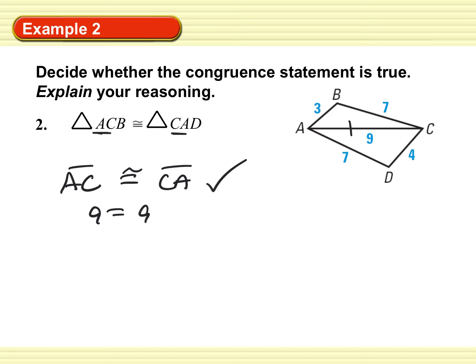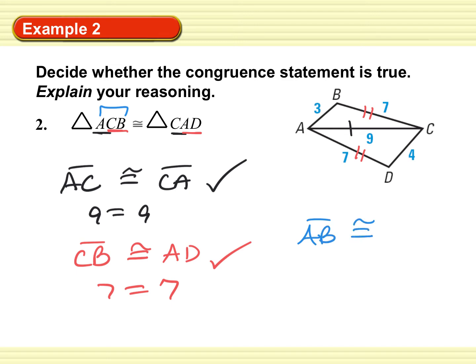Now let's go to the next 2 letters, CB and AD. CB has 7, and so does AD. So far so good. So CB is congruent to AD because they both have a length of 7. And now the last one I need to check, I could go from beginning to end, AB.